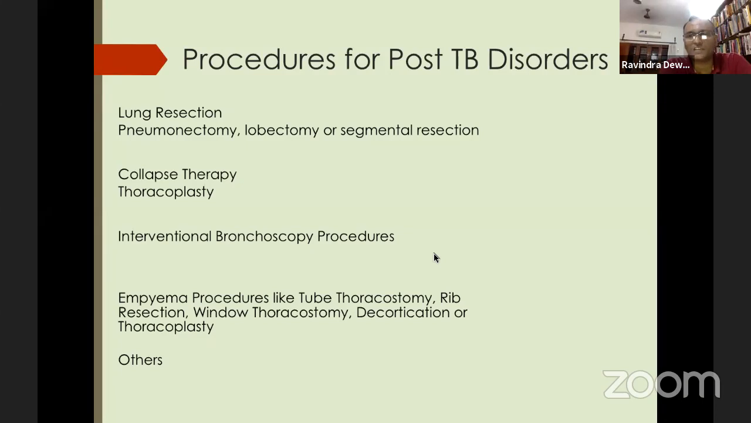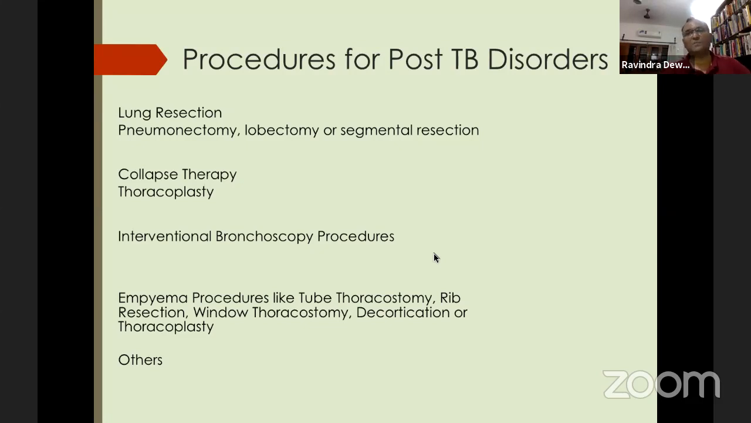So we should preserve as much lung as possible, and lymph node dissection is not necessary. But as I mentioned earlier in my slides, collapse therapy or thoracoplasty may be occasionally indicated in some cases, intervention of bronchoscopic procedures. And the most common presentation is of empyema, which is treated according to its stage of presentation. Empyema is a separate topic in itself, with tube thoracostomy, rib resection, window thoracostomy, decortication, or thoracoplasty, and several other procedures.